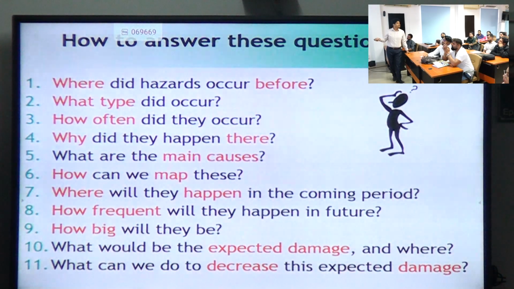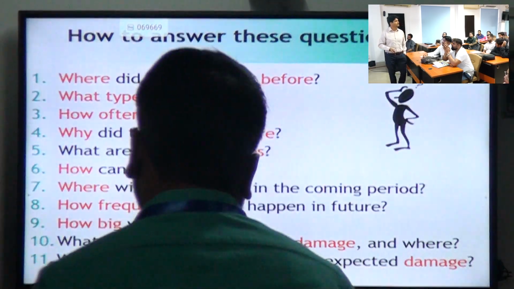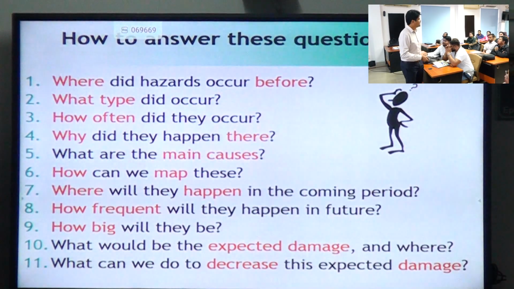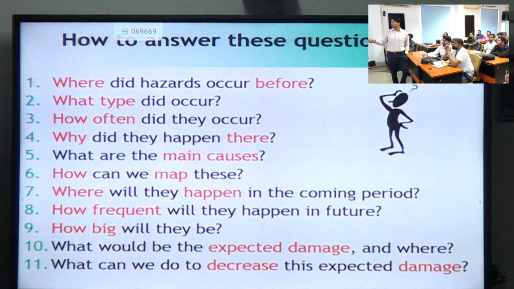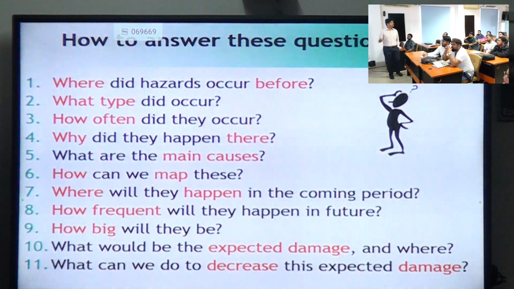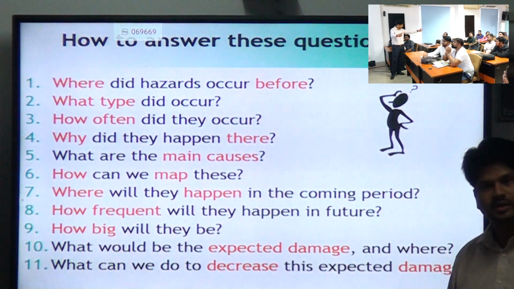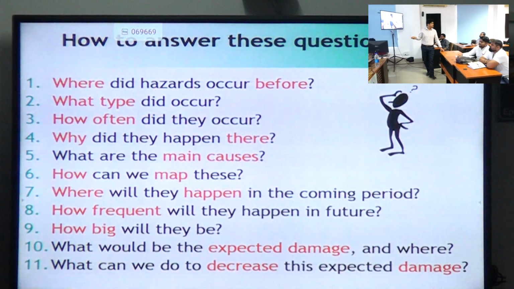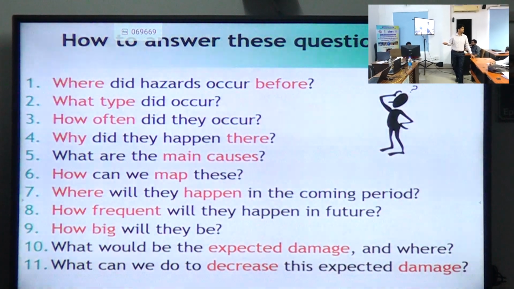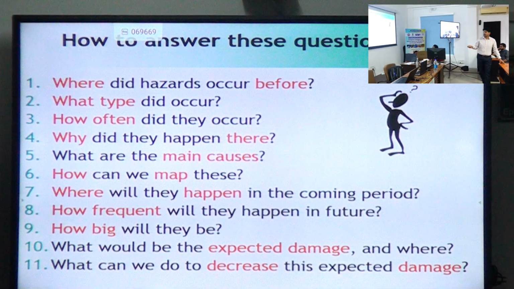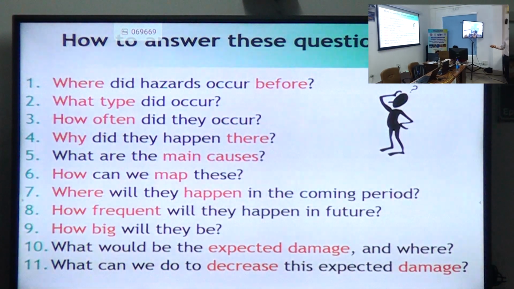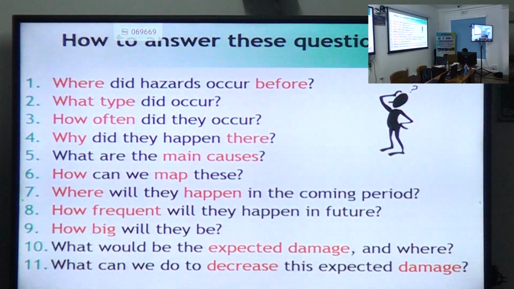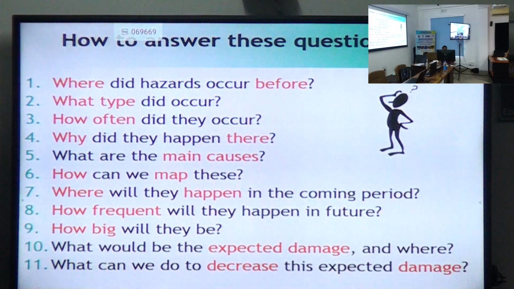How frequent will they happen in the future? That means we can do the temporal prediction as well. How big will they be? Estimating the footprint, not only the location but also the spatial footprint. What would be the expected damage? That is why we do the vulnerability and risk assessment. What can we do to decrease this expected damage? That's why it goes to the coping capacity, and then you can do the assessment.